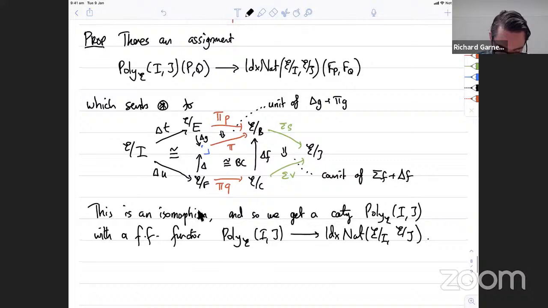Is G assumed exponentiable? No, G is not assumed exponentiable. G doesn't need to be exponentiable. Oh, I see. It seems like it does need to be exponentiable. I've got pi G right adjoint to delta G. What's going on there? It's a good question. Don't know. I can't answer that immediately.